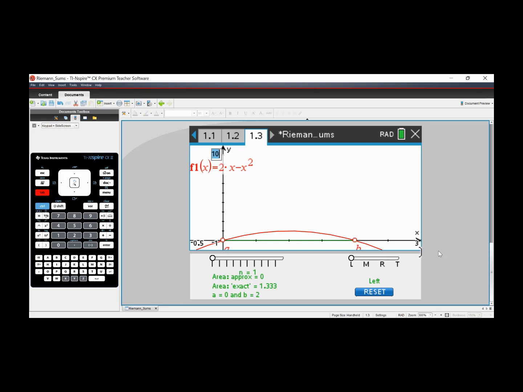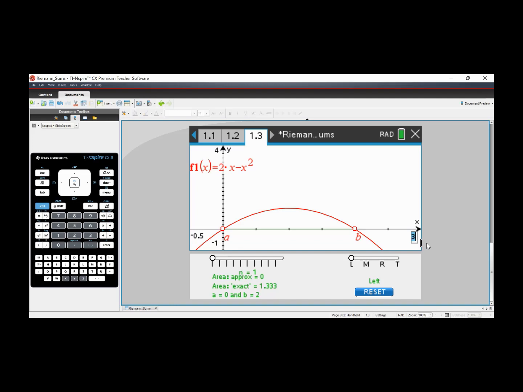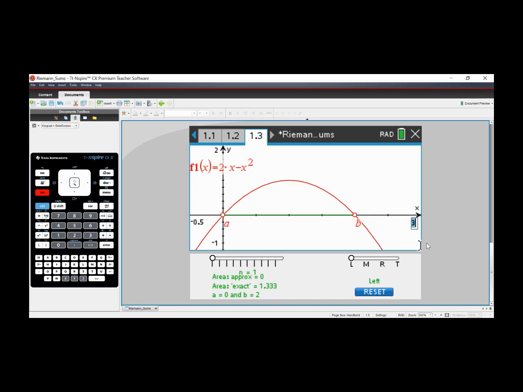Make that 10 lower. Let's make that a 4. Let's make it even smaller than 4. 2. Okay, so that's just so we can get a better view. All right, so now n is 1 here. And it's telling us the area there is 0 because that rectangle has an area of 0.